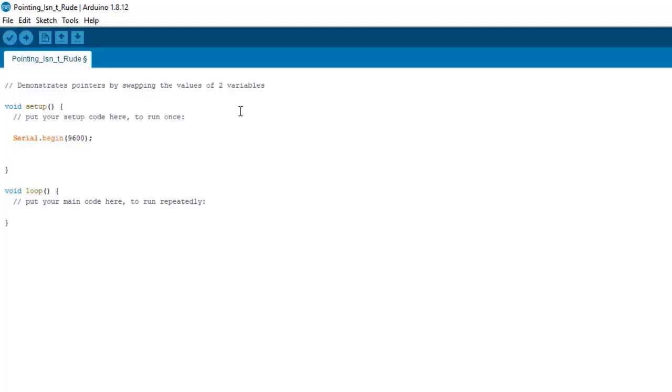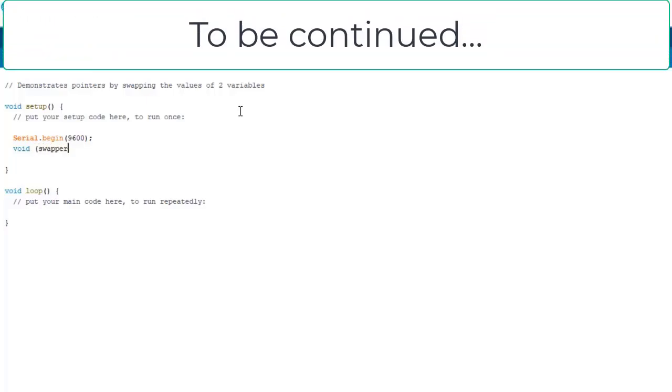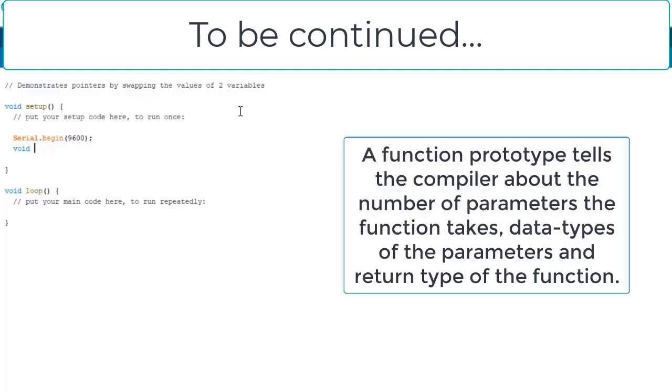It's not going to be very complicated, but we need what's called a function prototype. So I'm going to put a function prototype here, and we're just going to call our function swapper.